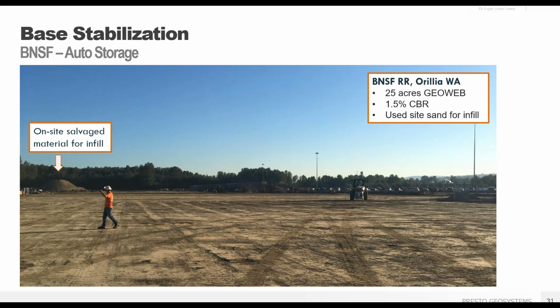This project for BNSF is a good example of base stabilization with technique tips of beneficial reuse of on-site materials, staging tables, and site layout. Those are all key takeaways with this big quantity. This is for an auto storage yard for BNSF by the Seattle International Airport.